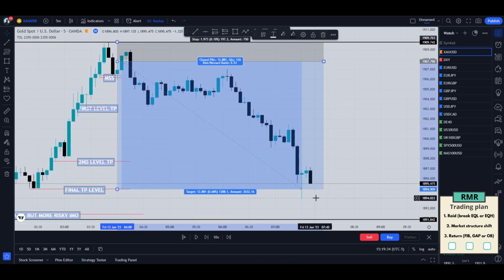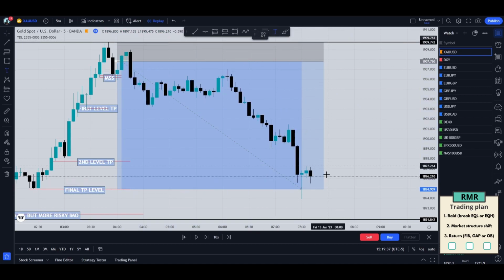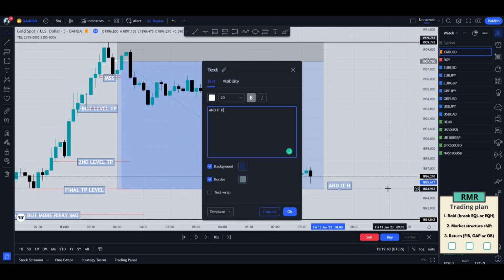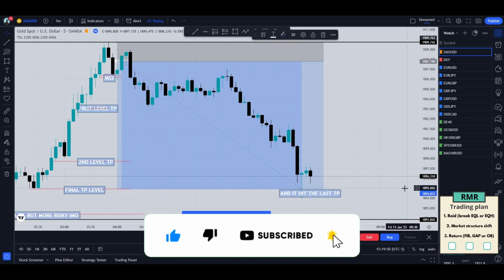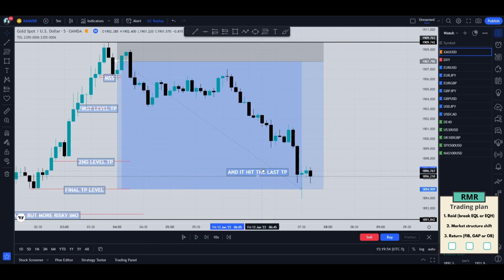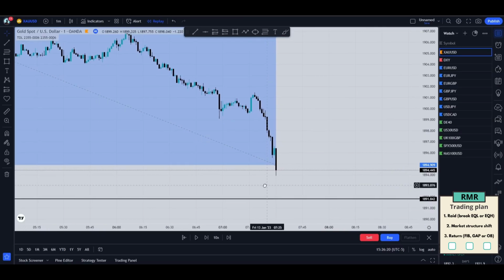And there we hit our first take profit level and our second and our final take profit level. So this was a successful trade, and our final TP was a 6.5 risk to reward ratio trade, which is very good. So let's get on to the next trade and see how it goes.